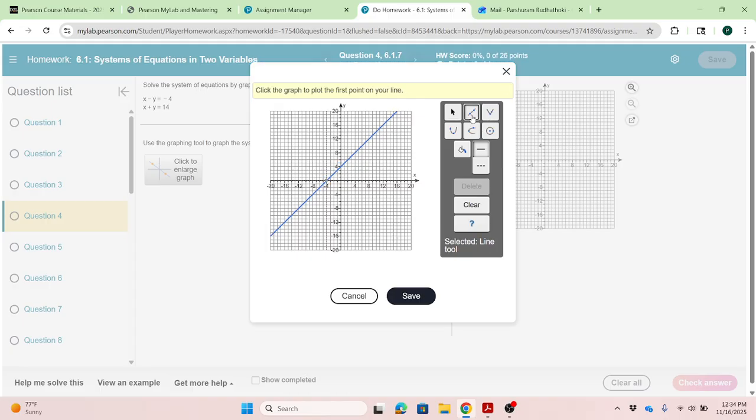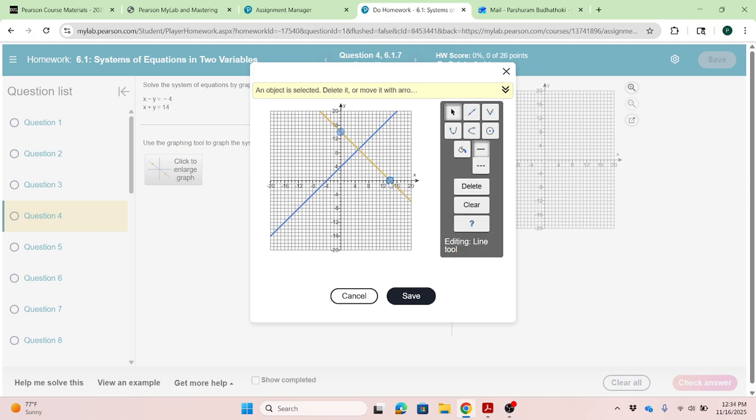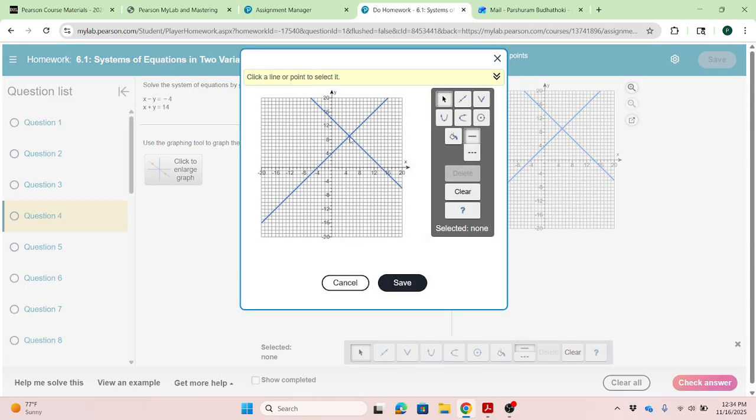I'm going to click this line tool. 0 comma 14 is somewhere here, 12, 13, 14. As you can see, you will be able to see the points on the top right: 0 comma 14 and 14 comma 0. Okay, so that's the second line. From here, if you look at the graph, wherever these two lines intersect, that is the solution.